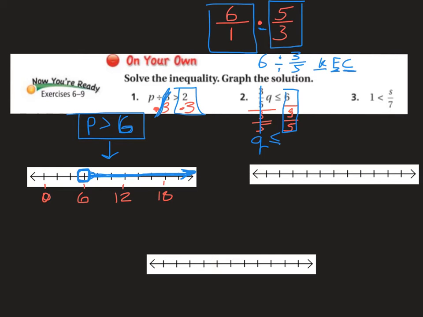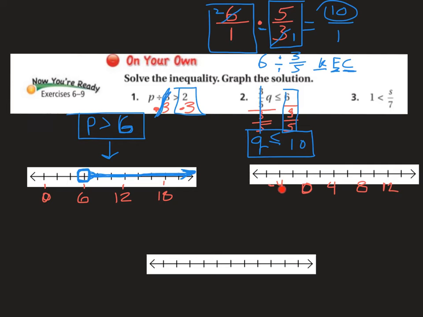All right, so now we have a multiplication problem, and I see here that I can cross-simplify. Both of these numbers are divisible by 3, so if we divide both of these by 3, we're going to get a 1 on the bottom and a 2 on the top. Now we're going to multiply straight across. We're going to get 10 over 1, which is the same thing as saying 10. So we have q is less than or equal to 10. Okay, let's go ahead and graph that.